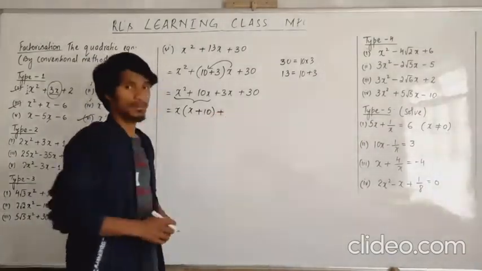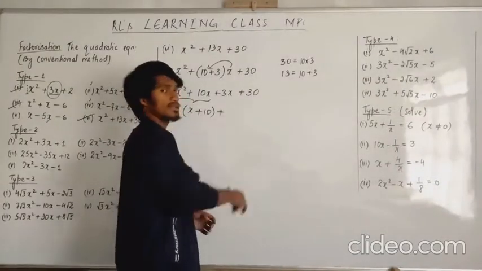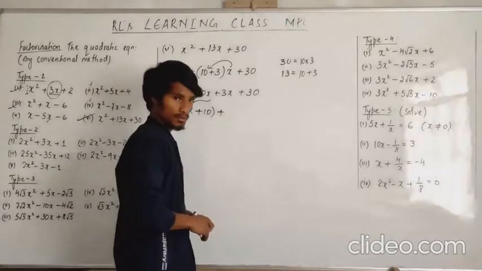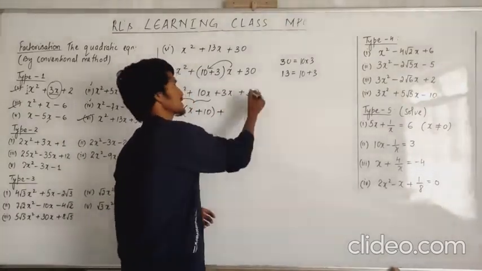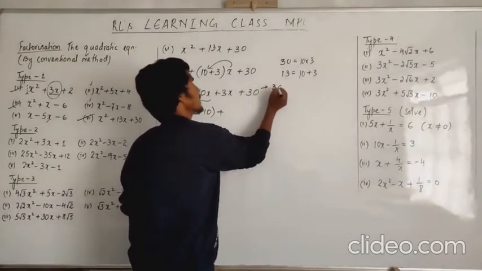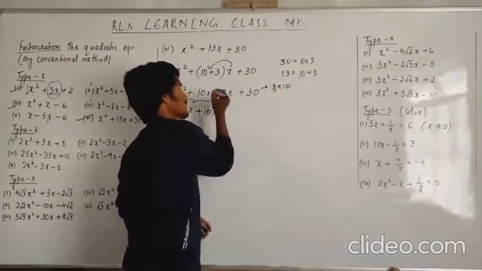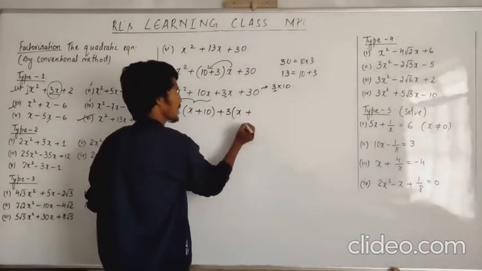And here, which are the common? Here 3 is there, and here 30 is there. Then 3 is not the common. 30 is not the common. Then x also not common, because x is here but there is no x here. But this 30 you can put as 3 into 10, right? Then here 3 and 3 are the common. Then I take this 3, then I put here x, then plus.